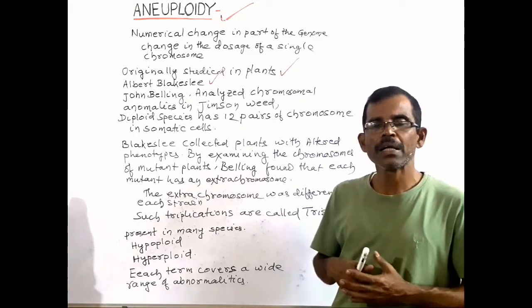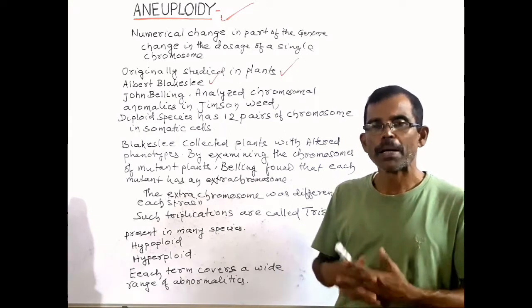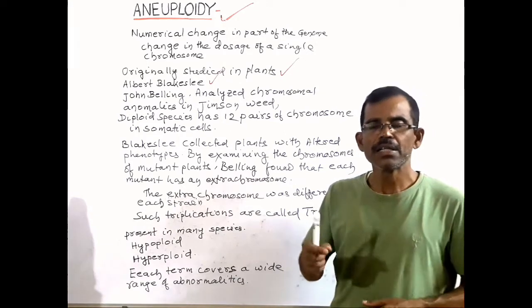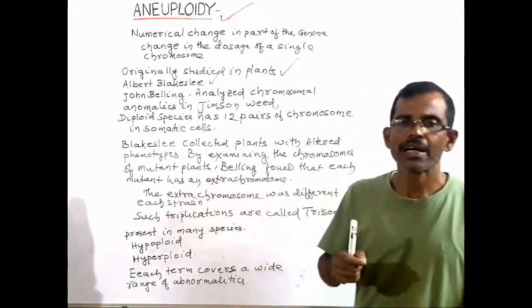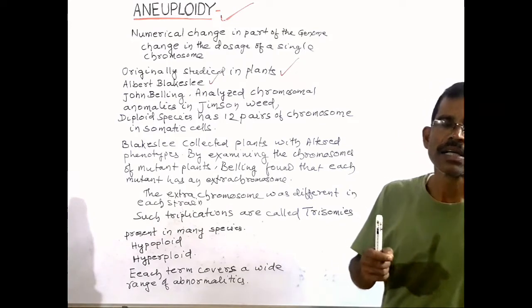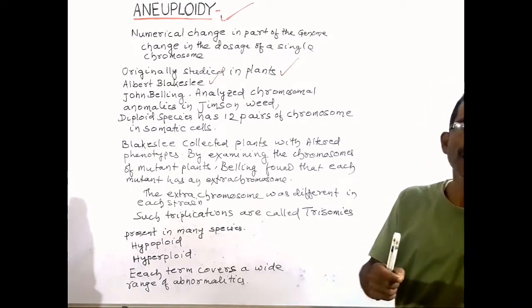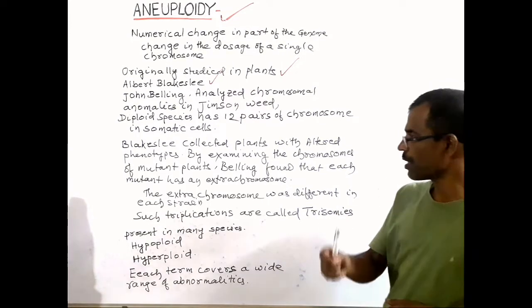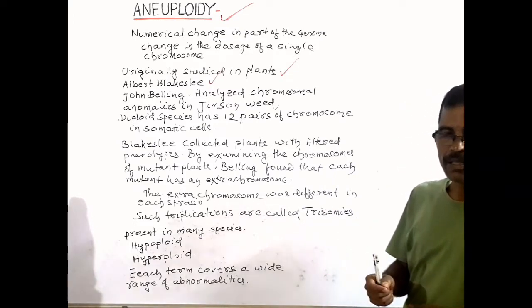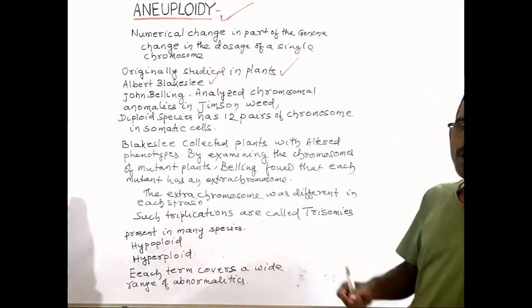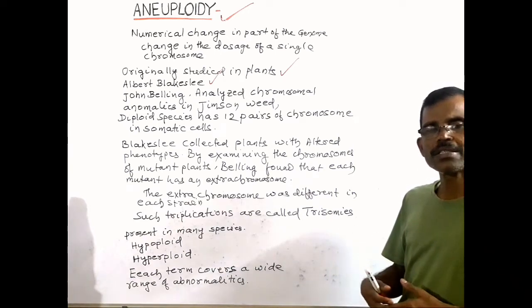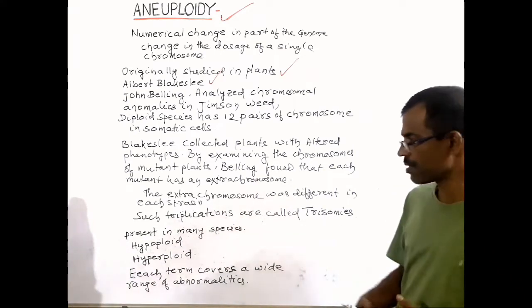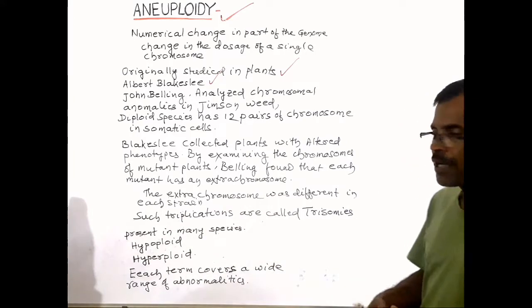While examining their chromosomes, Belling found that each mutant phenotype has an extra chromosome. Later on, it was found that in each mutant phenotype, the extra chromosome is different. Such triplications are called trisomies. Since then, trisomies have been found in many species, including human beings.